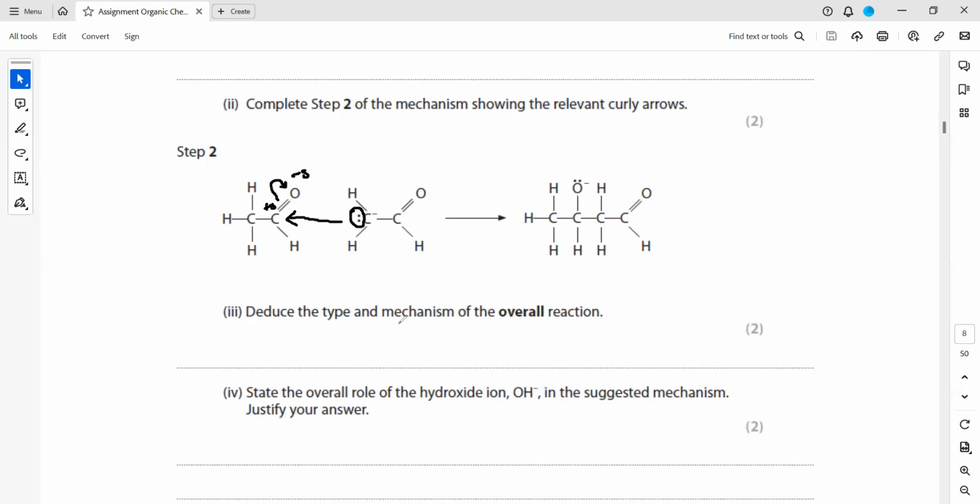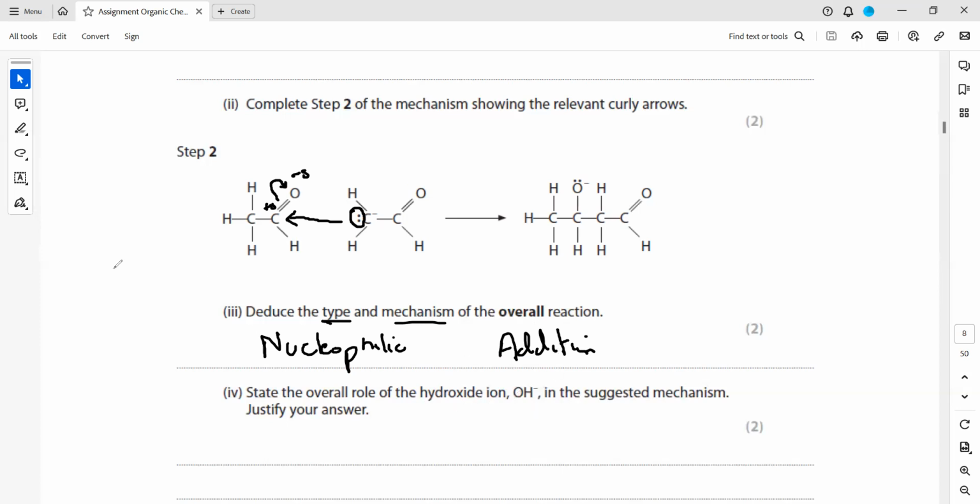Next is deduce the type and the mechanism of overall reaction. So what kind of reaction is this? Because it is attacking on the positive centre, so it is nucleophilic. And mechanism, like whether it is addition or substitution, because one product is formed, the mechanism will be addition. So type of reaction can be nucleophilic or electrophilic, and mechanism, it might be addition. How do you know addition? If there is only one product, it will be addition.